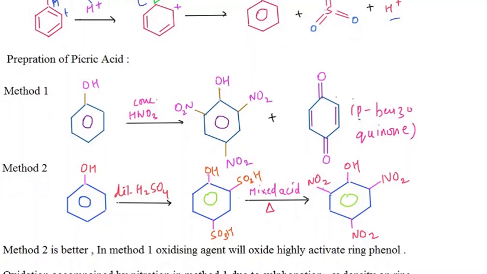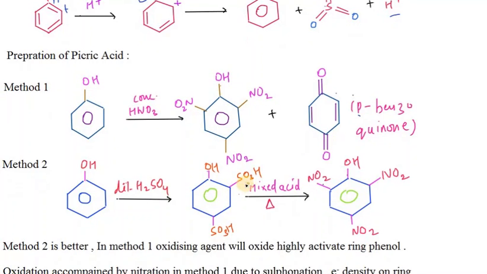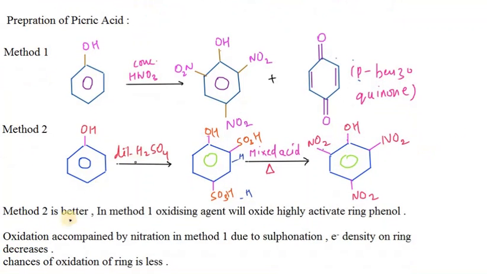Now when phenol is put under concentrated H2SO4, it forms the SO3H compound, and this is also a minus M group, and here also it is a minus M group. When it is put under mixed acid, it again forms picric acid. So there are two methods to form picric acid. Method 2 is better.